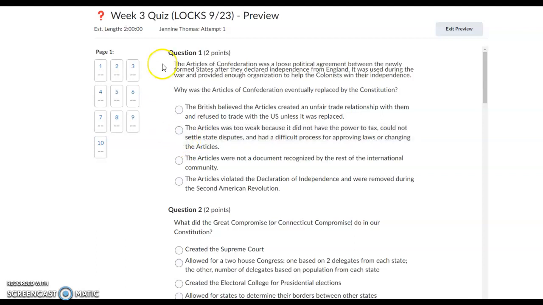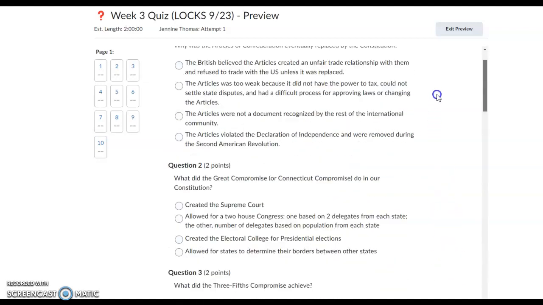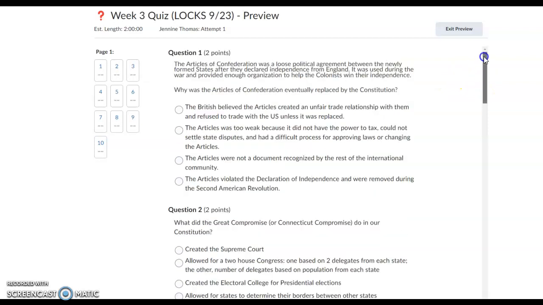I will be reading the U.S. History Week 3 quiz, the questions along with the answer options. In this quiz, there are a total of 10 questions with a total point value of 21.